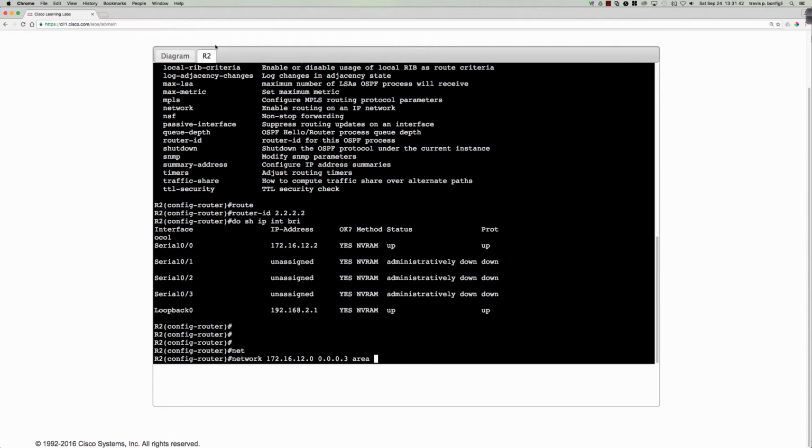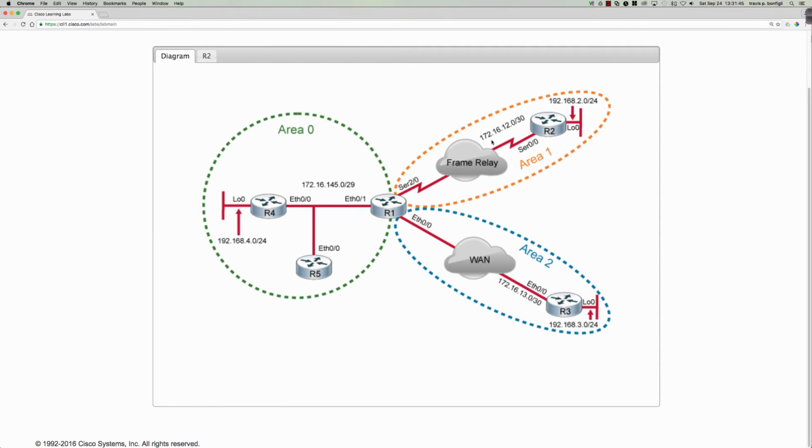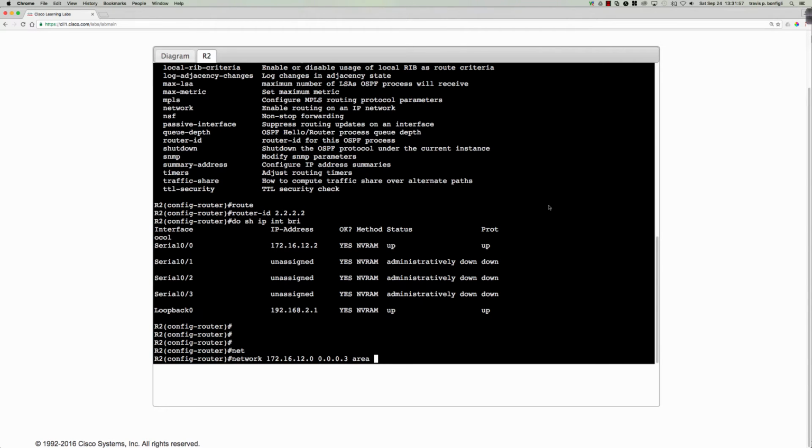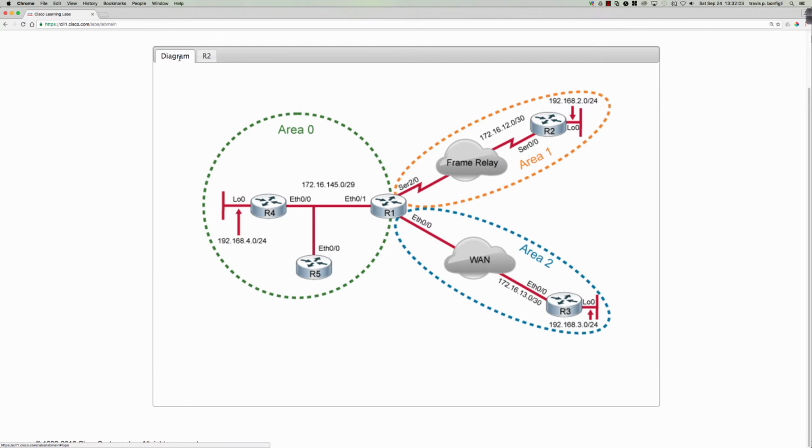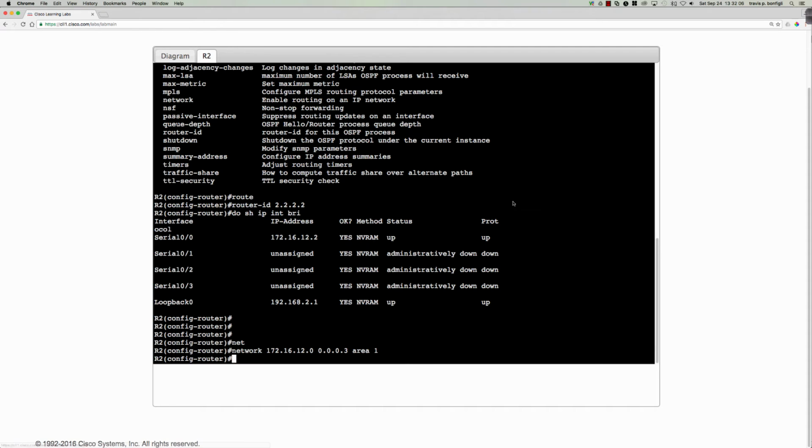So if we go back and take a look at the diagram, you can see that there's that /30, and this is the interface that we are going to be starting the OSPF process on, router 2's interface right there. So we are in area 1. So let's go ahead and say area 1. And if the HQ router, what's the name of that router there? I'm sorry, router 1. If router 1 was configured, then we should have seen an adjacency come up.